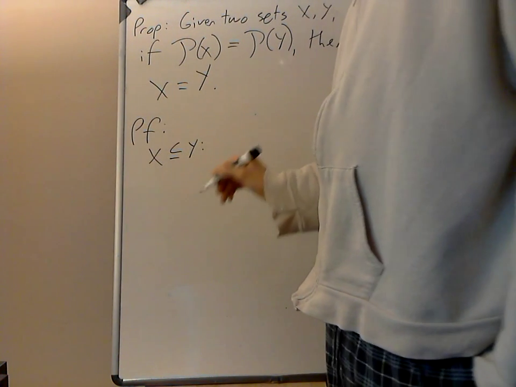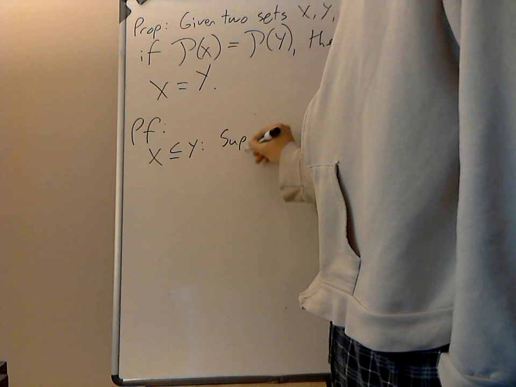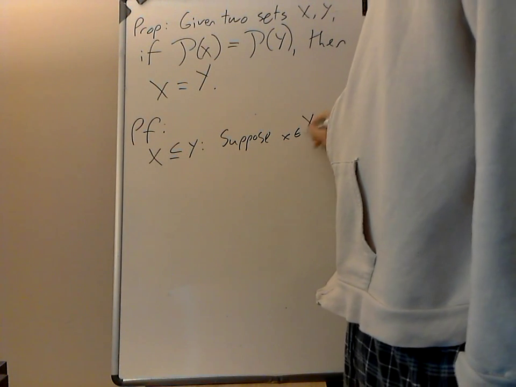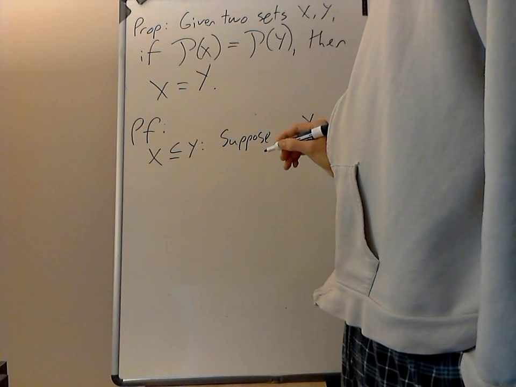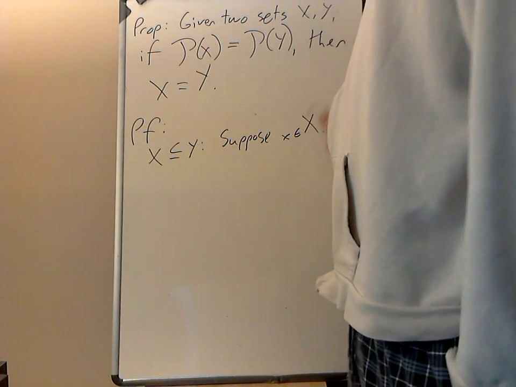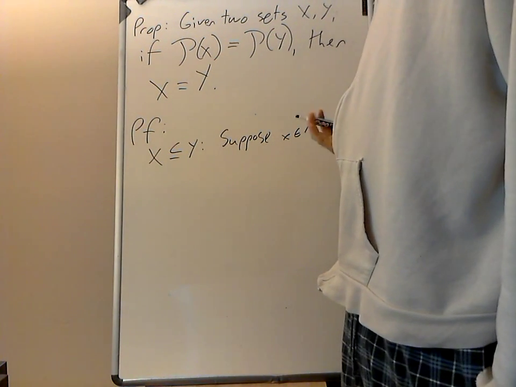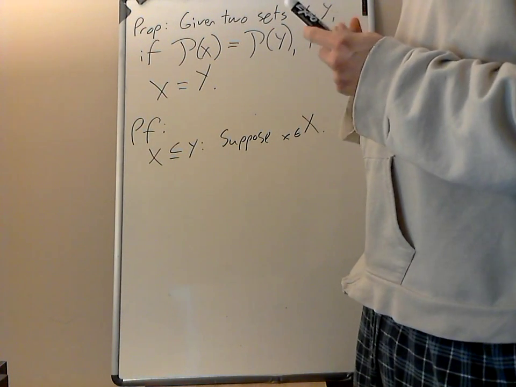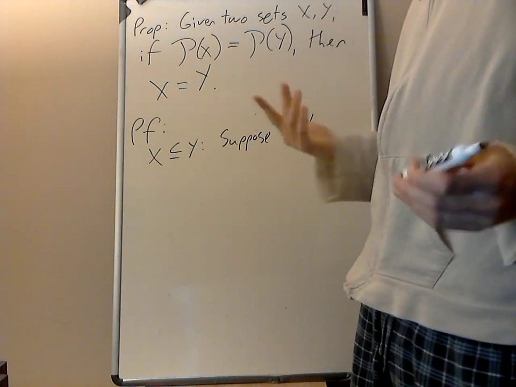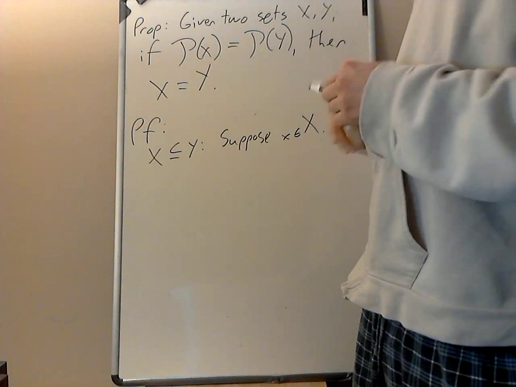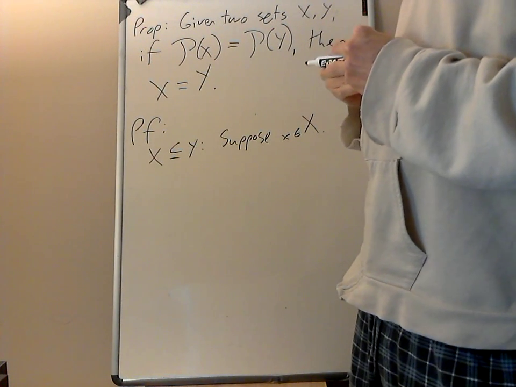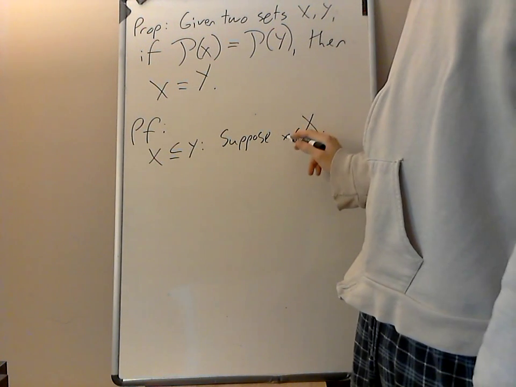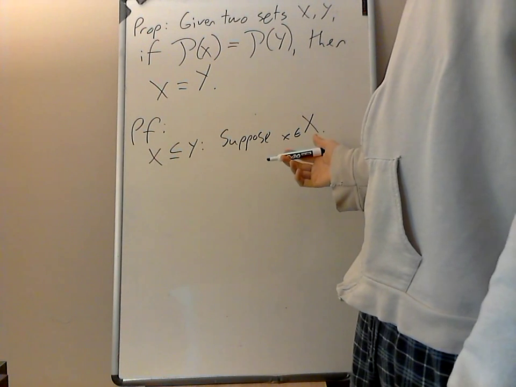And generally these will always start with suppose that we have some element of x. So say little x is in big X. So now we have to relate this to the starting assumption that we have. How are we going to use this in conjunction with the fact that the power set of x is equal to the power set of y? Well, we know that the power set is the set of all subsets of x. So let's try to relate this element little x to some subset of x.